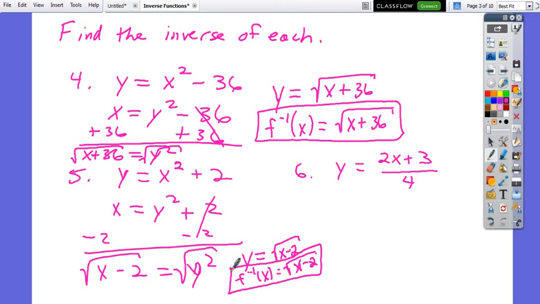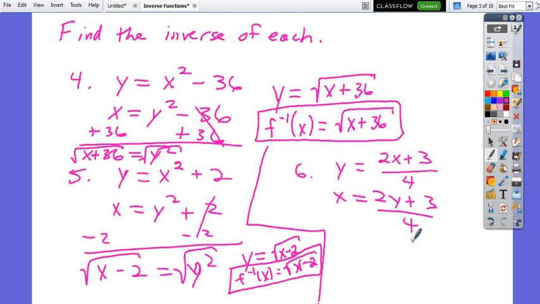All right, last one, number 6. Again, we're going to swap x and y. Be careful when you're doing it. So x equals (2y plus 3) over 4. We want to get rid of that denominator. So how do we get rid of a denominator? How do we undo division? Multiply both sides by 4.